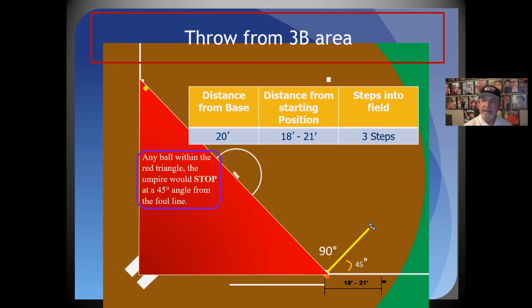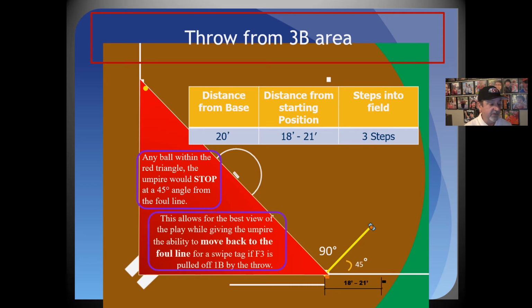Now this red triangle really is designed to say, look, anything in this red triangle here, you're going to try to get 90 degrees from the throw. Pitcher fields the ball, third baseman fields the ball, and you're going to want to try to get that 90 degrees. You're not going to go beyond that 45, but this allows for the best view of the play while giving the umpire the ability to move back to first base in case there's a tag.